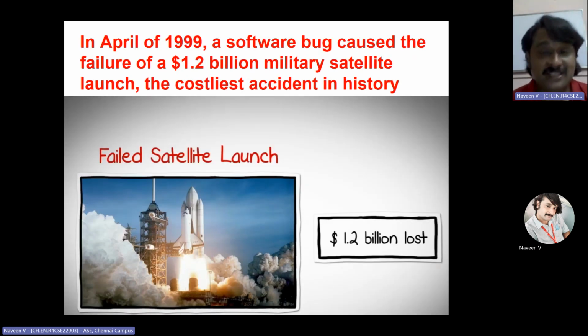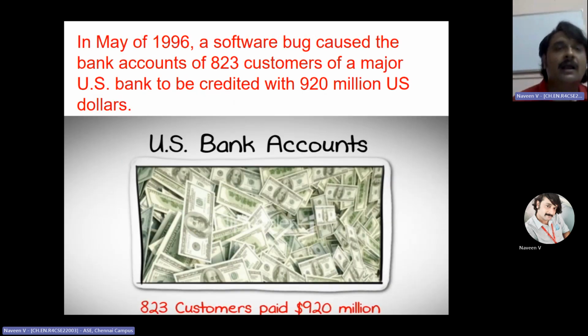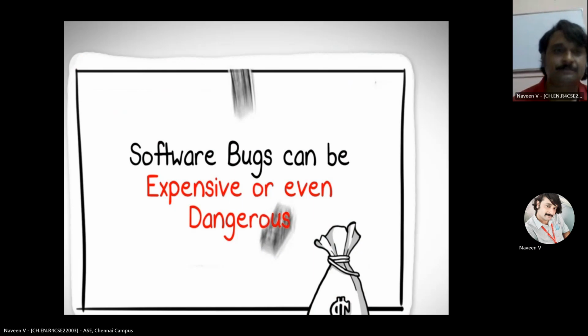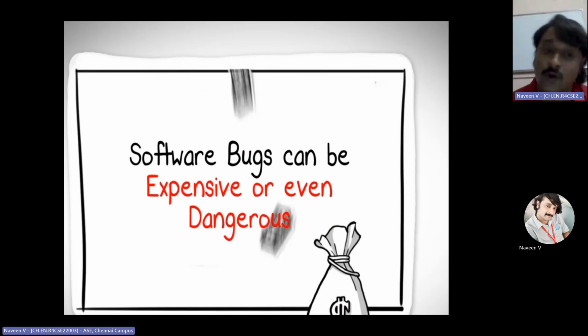In April 1999, again a software bug caused the failure of a $1.52 million military satellite launch, the costliest accident in history. The satellite was lost due to a software bug during the launch. And in May 1996, a software bug caused the bank accounts of 823 customers of a major US bank to be credited with $920 million. So software bugs can be expensive or even dangerous.